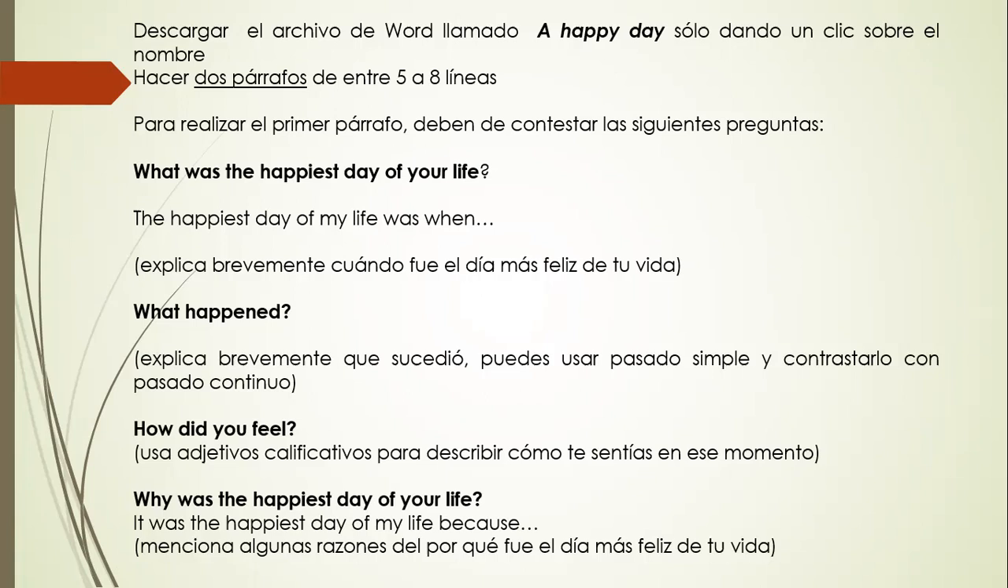You have to think about this question carefully. ¿Cuál fue el día más importante o el más feliz de tu vida en este caso? You can say the happiest day of my life was when, and you have to explain briefly when was the happiest day of your life. Then you have to tell us what happened. You have to explain briefly what happened. In this part, you can use past simple and you can contrast past simple with past continuous. Remember, last week we saw how to contrast past simple and past continuous.